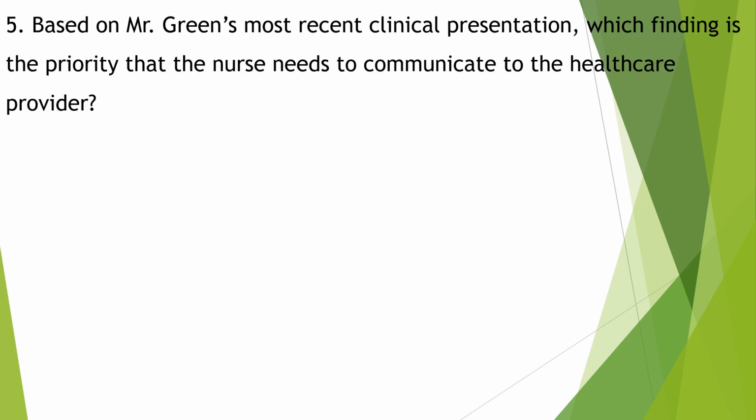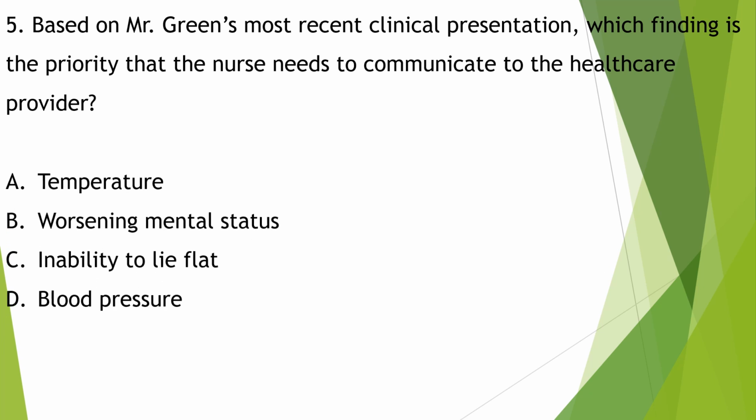Based on Mr. Green's most recent clinical presentation, which finding is the priority that the nurse needs to communicate to the healthcare provider? Temperature, worsening mental status, inability to lie flat, BP. A worsening mental status in the patient is an indication that the liver is unable to process toxins that cause altered mental status. All vital sign monitoring is important. Worsening mental status may indicate worsening patient status. So you need to check for worsening mental status.